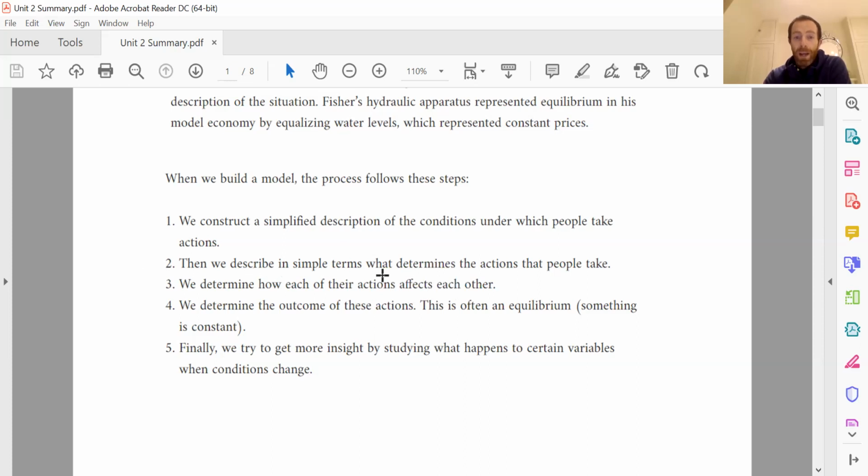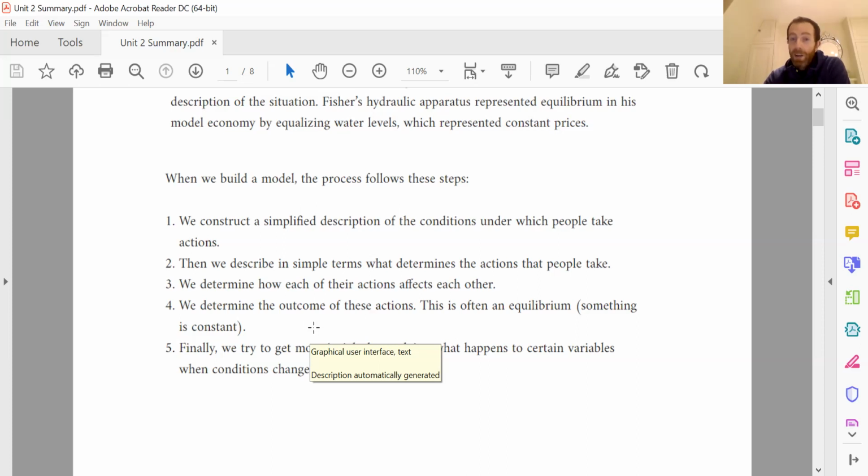We then look at what's going to determine the actions that people take, what factors we think are most important. And then, very importantly, we think about how people's actions will affect other people, how one agent's actions might affect someone else's. This will be particularly relevant when we think about game theory. And then number 4, we use our description of all of this to figure out what we think the outcome will be.